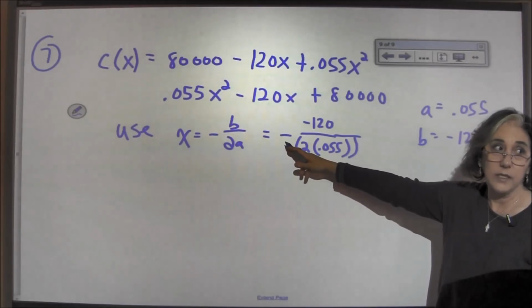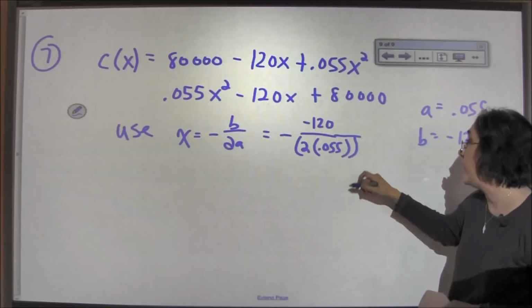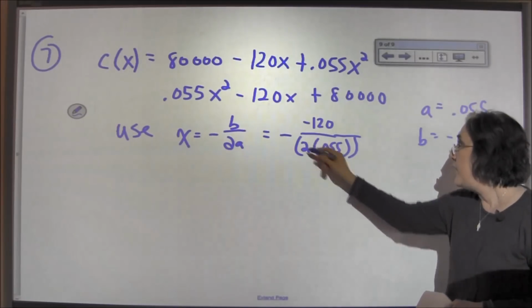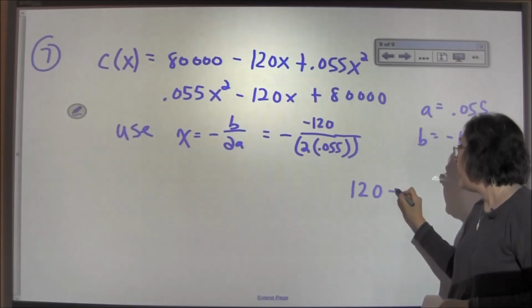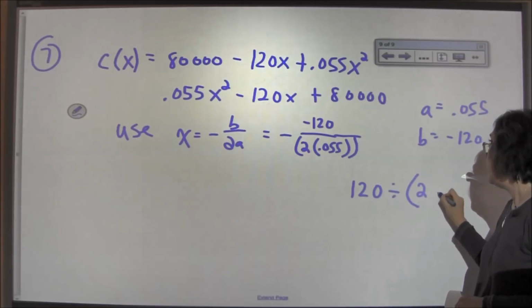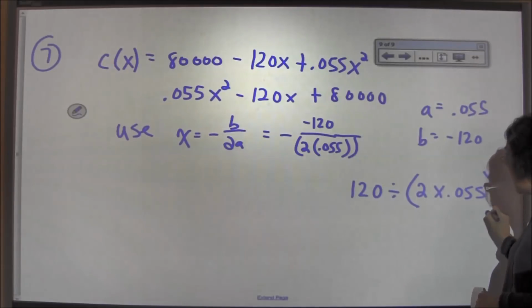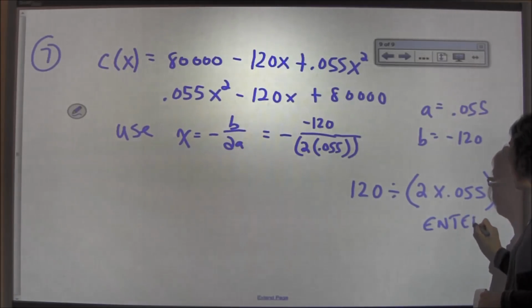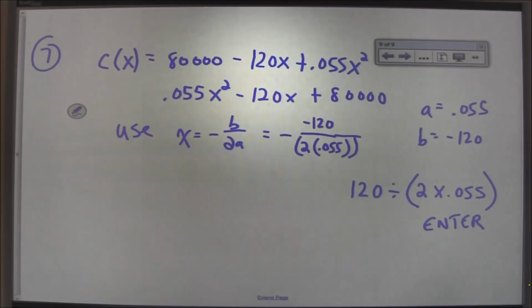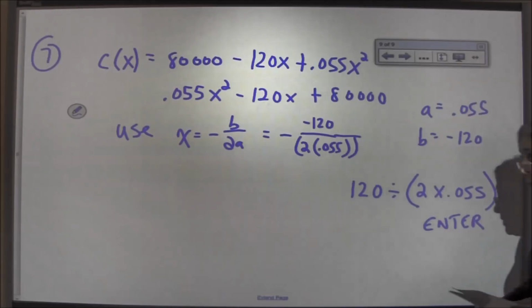Everybody see that this is positive, which makes sense because it's a number of sodas that we're figuring out, so it should be positive. The two negatives make it positive, and so you want to do 120 divided by parenthesis 2 times 0.055, close the parenthesis and then enter. And what did that give you? Is it a decimal? 1,090.909. Okay, so we're just going to round that. We're going to say 1,091 sodas.